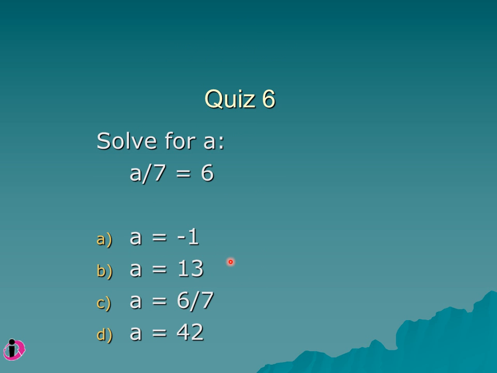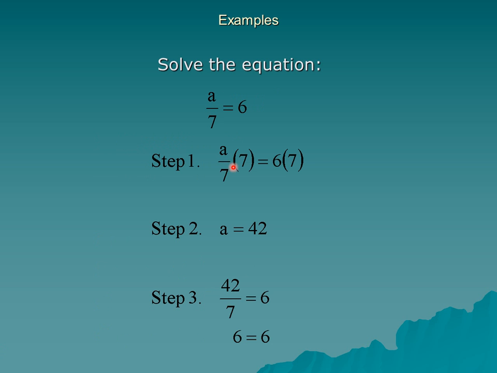Another one here. A is divided by 7, right? So you multiply both sides by 7 to get rid of this 7. See, you multiply both sides by 7 to get rid of 7. 7 and 7 get cancelled here. So that becomes A, and this side it becomes 42.